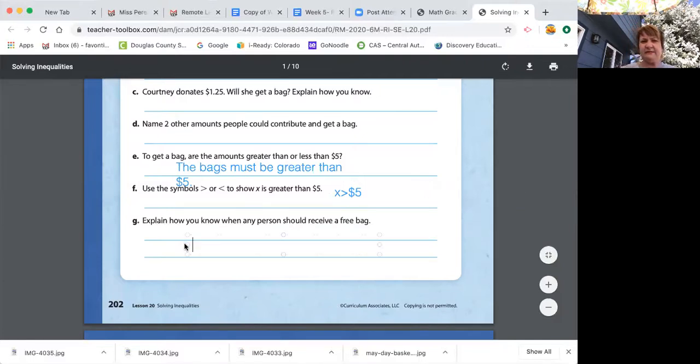And then explain how you know when any person should receive a free bag. Well, X needs to be greater than $5. And then that will be how we know. All righty, that sounds like a plan.